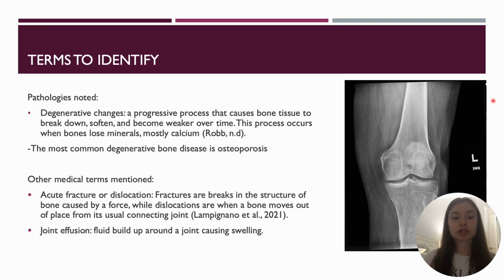And then other medical terms that were mentioned included acute fracture or dislocation. Fractures are breaks in the structure of bones that are caused by force, and dislocations are when a bone moves out of place from its original spot and connecting joint. And then we have joint effusion, which is fluid buildup around a joint, which causes a lot of swelling.